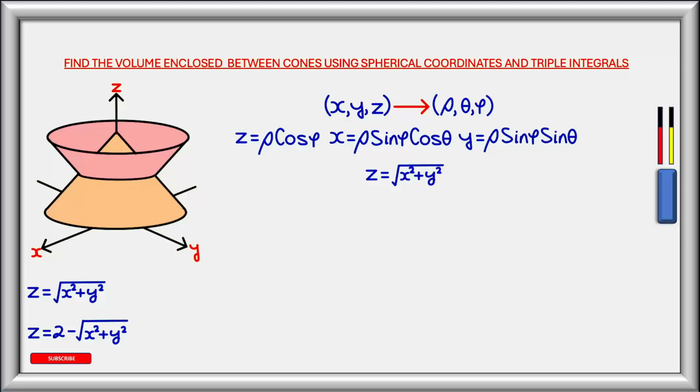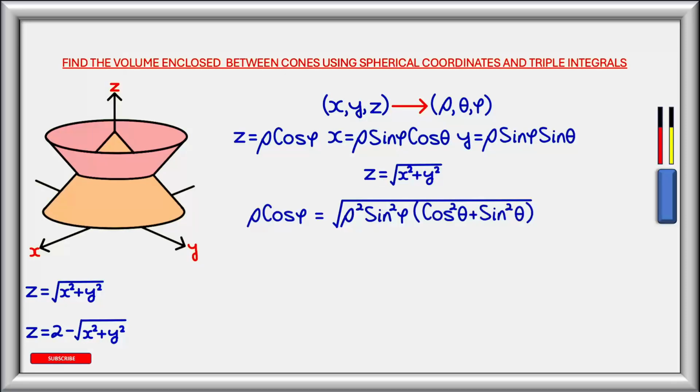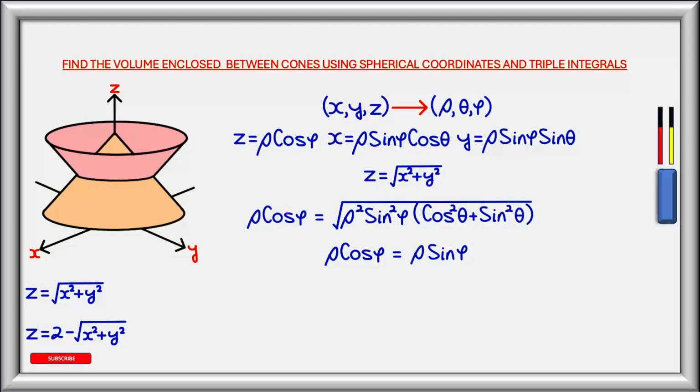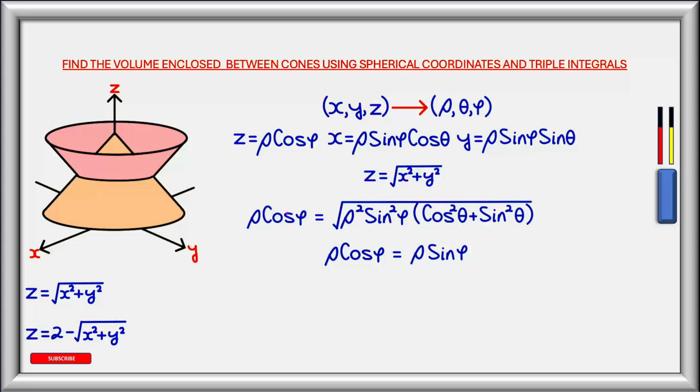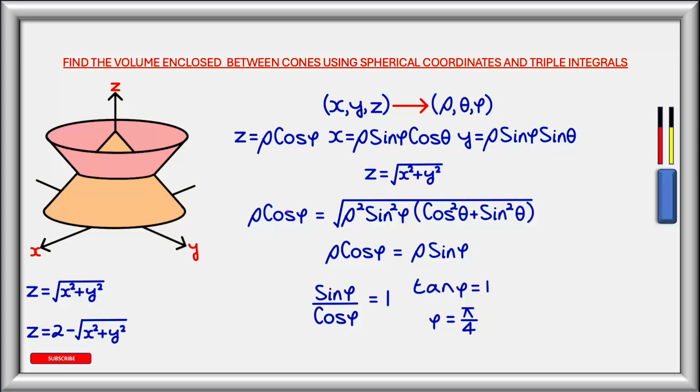And so beginning with the red cone, whose Cartesian equation is z equals the square root of x squared plus y squared, after making the substitution, we have rho cos phi is equal to the square root of rho squared sin squared phi into the bracket of cos squared theta plus sin squared theta. And using the trig identity where cos squared theta plus sin squared theta is equal to 1, and taking the square root of the right hand side of the equation, we're left with rho cos phi is equal to rho sin phi. Simplifying this gives sin phi divided by cos phi is equal to 1.